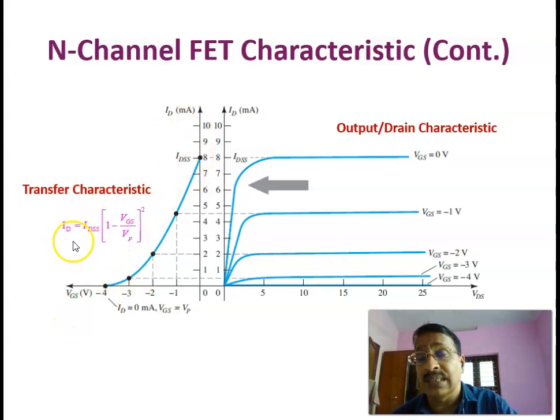It obeys this equation, ID equal to IDSS into 1 minus VGS divided by VP, whole square, where VP is the pinch off voltage, IDSS is the saturation value of the current corresponding to VGS equal to 0, and ID is the drain current for different VGS. This is called Shockley's equation. This curve can be derived from the drain characteristics as I explained.